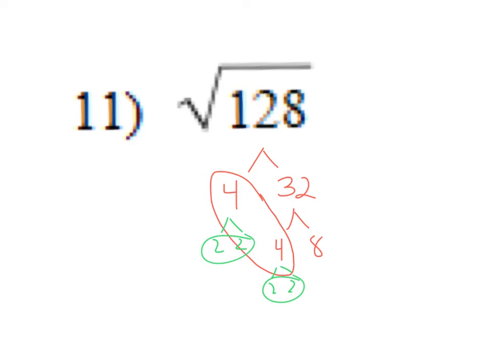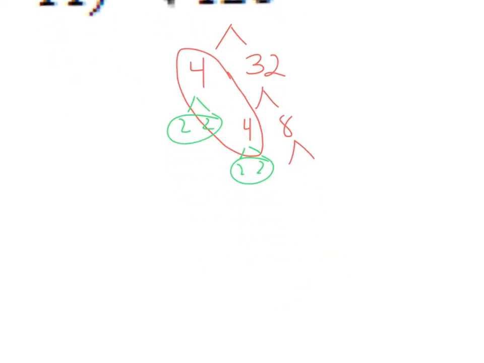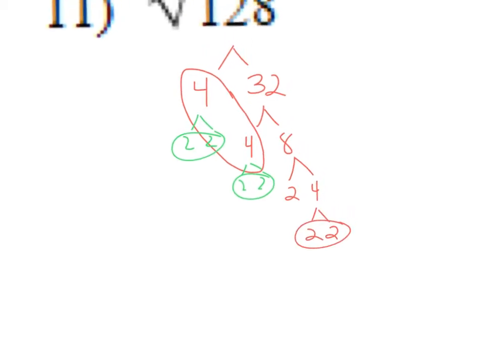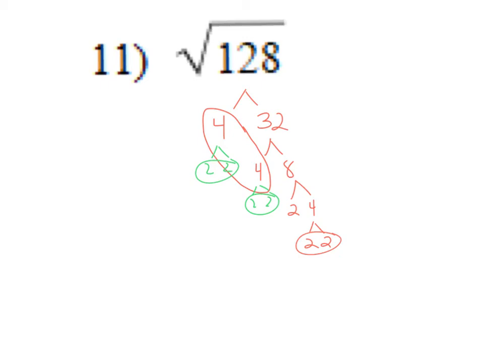Now, I do still need to break down this 8 though. So it would go to 2 times 4, and then the 4 will go 2 times 2. So I have 4 and 2 moving to the outside. All right, so 4 times 2 is 8. And then on the inside, I still have this 2 left over. So 8 root 2 is going to be my final answer there.